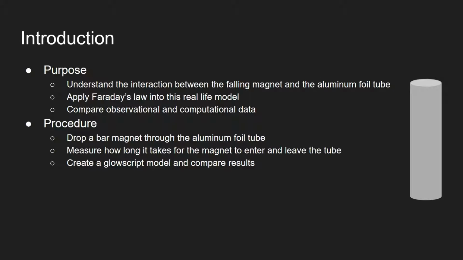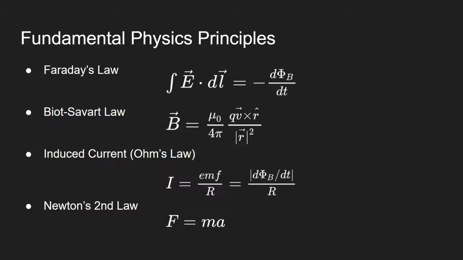The procedure is to drop a bar magnet through the aluminum foil tube and measure how long it takes the magnet to enter and leave the tube. And lastly, we're going to create a closed group model and compare results.